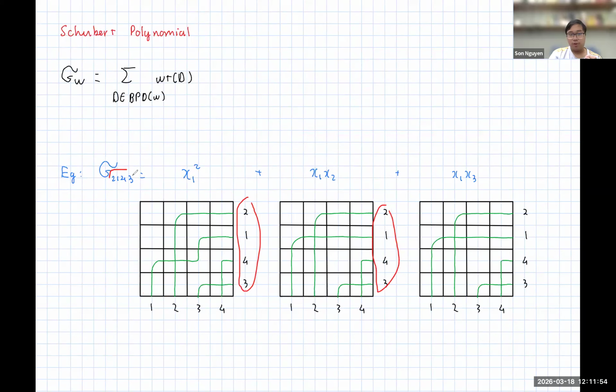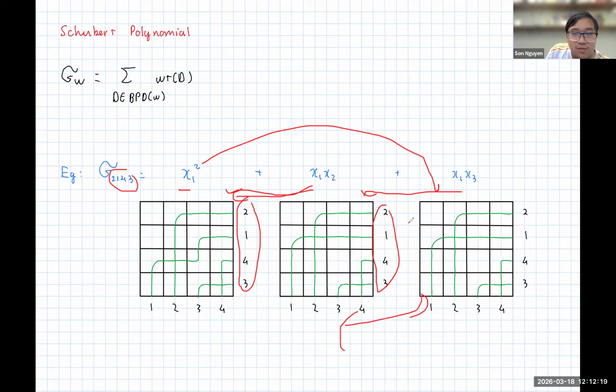So if I want the Schubert polynomial of 2, 1, 4, 3, these are the only four reduced bumpless pipe dreams I can do. And their weights are... holy, did I draw something wrong? Okay, this one should go here for some reason. I think I drew something wrong here. Oh, these two are the same. Okay, silly me. So this one should be here, this one should be here, and then there is another bumpless pipe dream that's supposed to be here. Sorry for this, but you get the idea. And if you don't, this is a good time to ask a question.